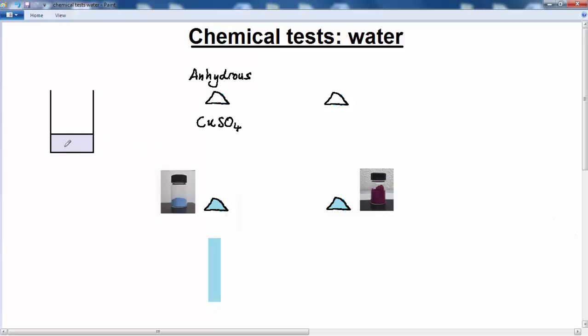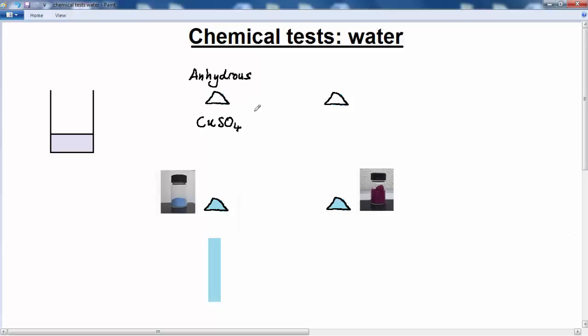So let's imagine we've got some liquid here that I think might be water, so I'm going to test it. I'm going to take a pipette and take a small sample, and then I'm going to add a couple of drops of the liquid to the anhydrous copper sulfate.